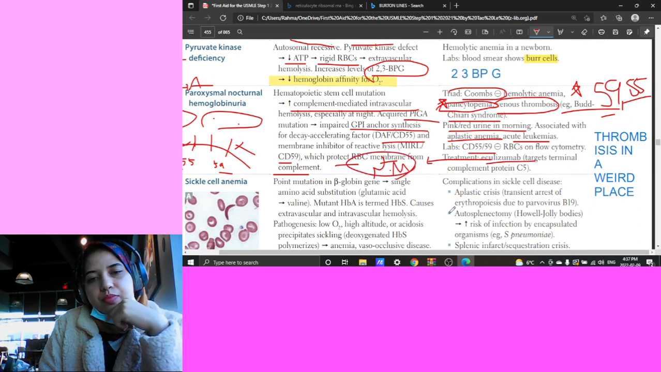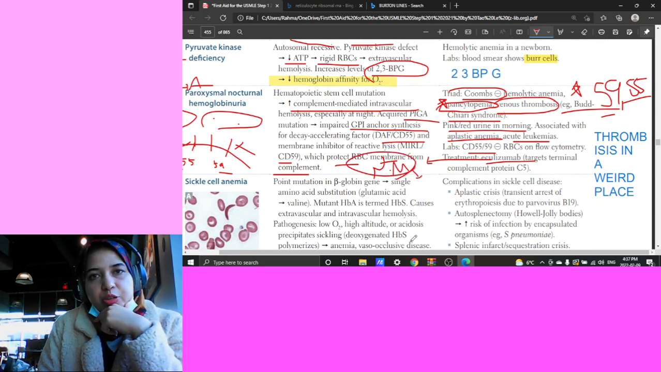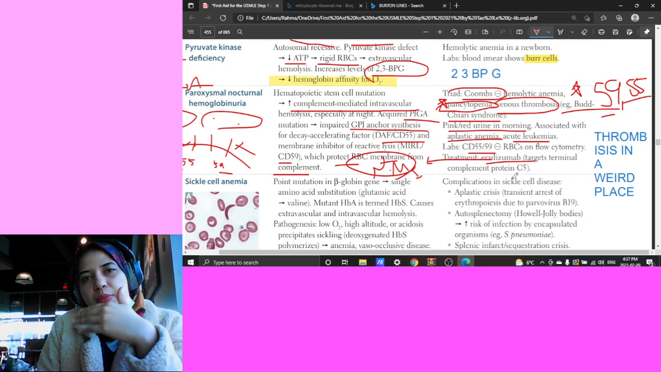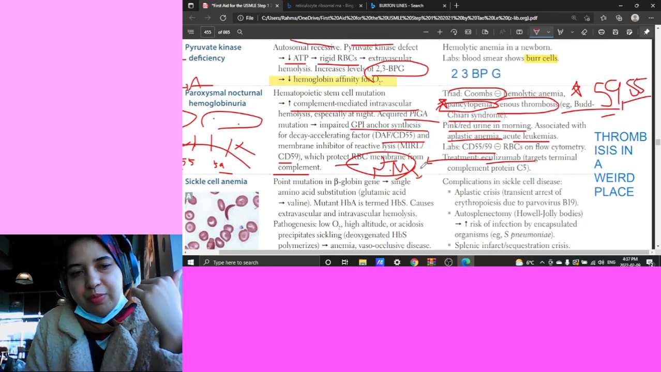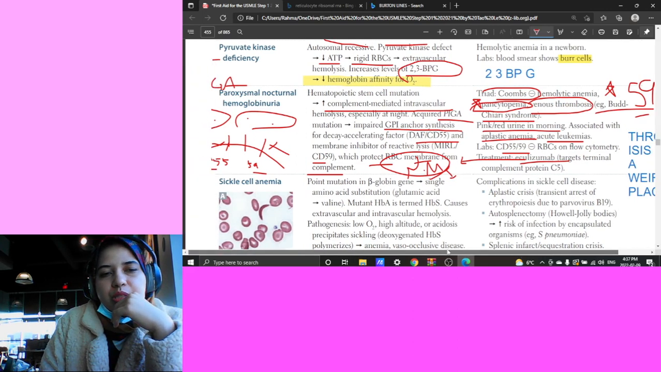So you want to give the meningitis vaccine and make sure they're vaccinated, because if you remember, people who have defects in that terminal complement are at increased risk of infection from meningitis. So don't forget that. That's an important thing to keep in mind.